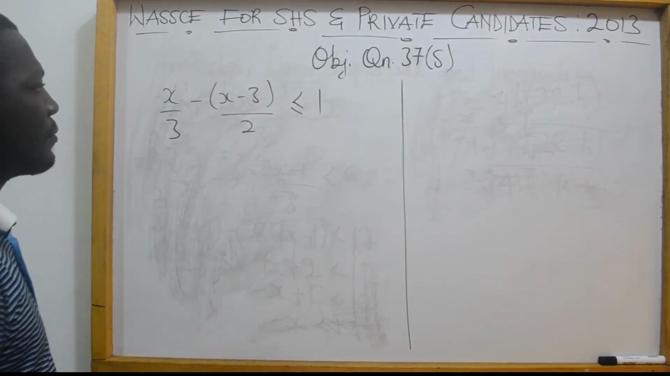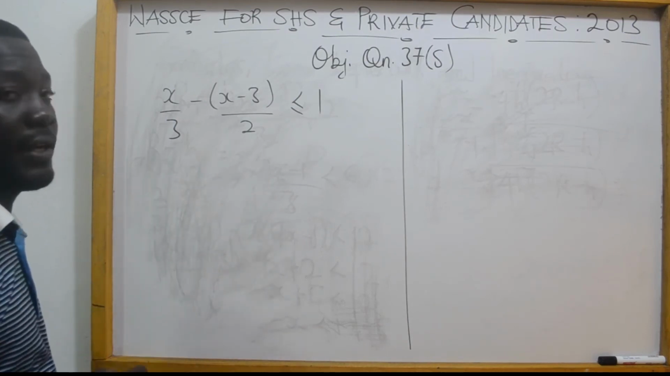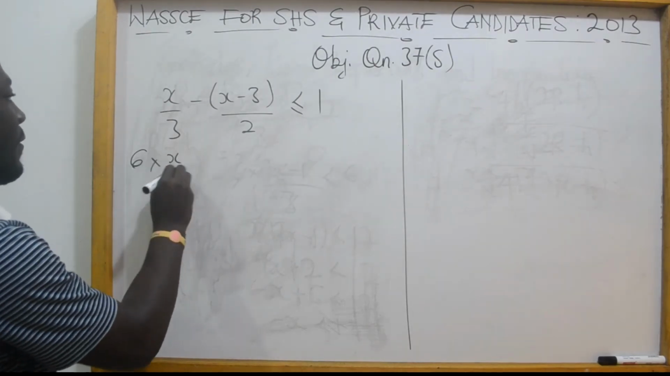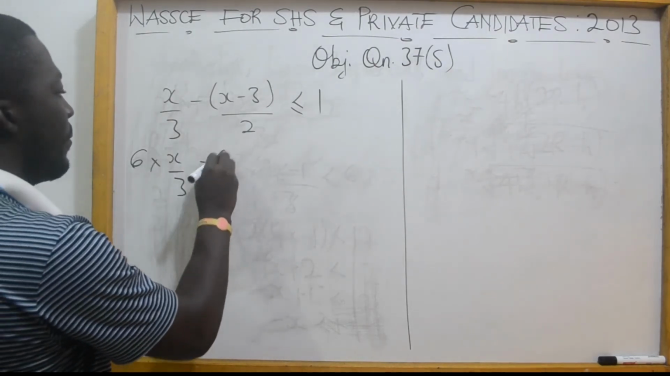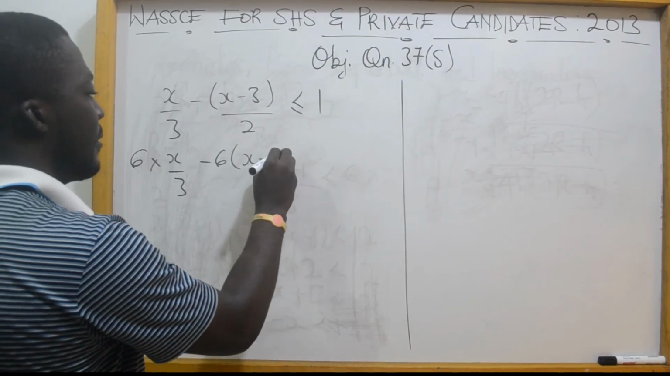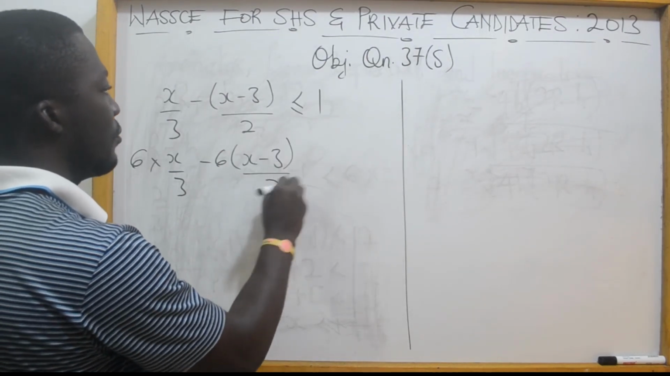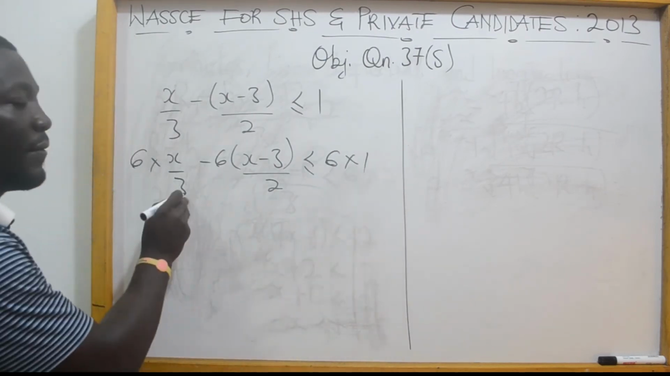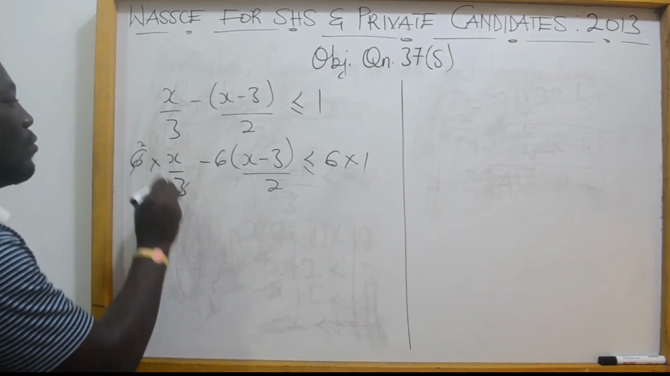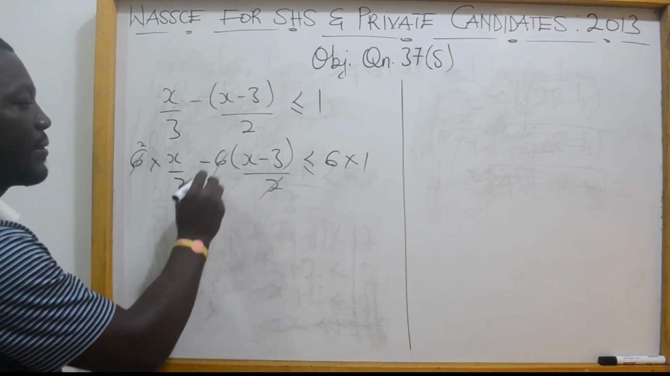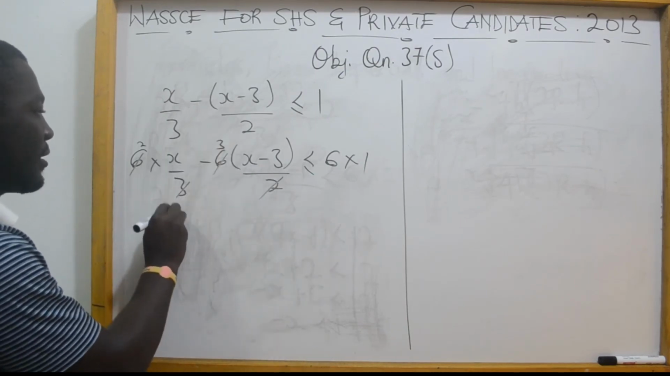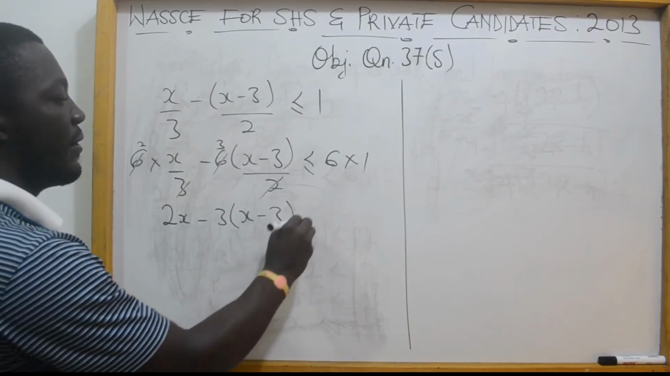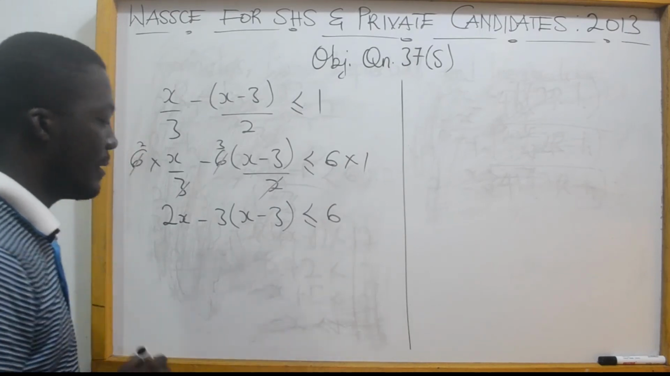So the least common denominator here is 6. So we multiply 6 by the first term, which is x over 3, minus 6 times (x minus 3) over 2, less or equal to 6 times 1. 3 into 6 is 2. 2 into 6 is 3. So we are going to get 2x minus 3(x minus 3) less or equal to 6.